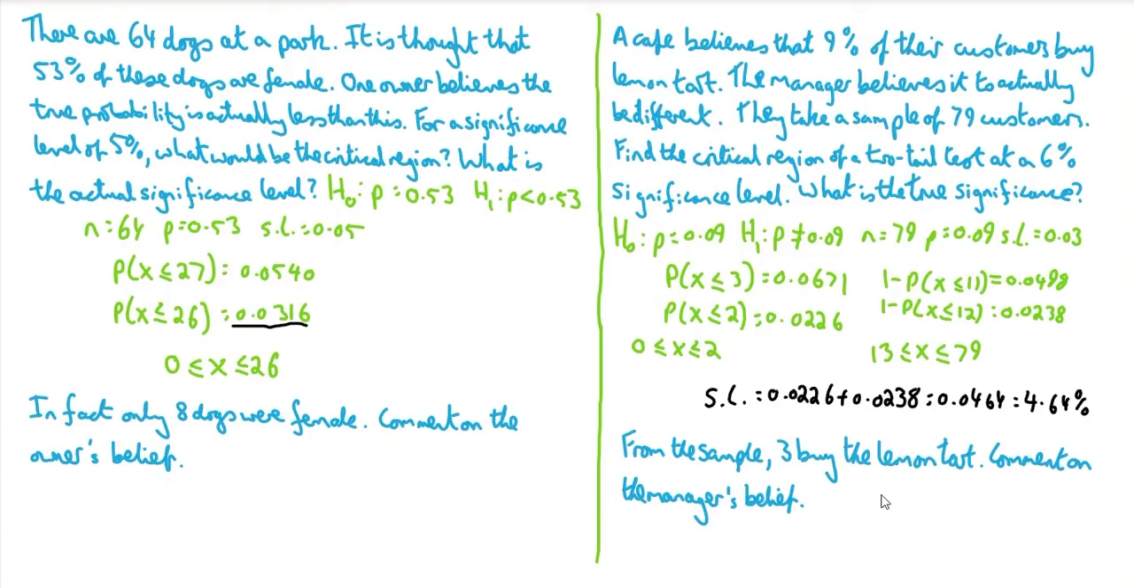Finally, from the sample, 3 actually buy the lemon tart. Comment on the manager's belief. Well, 3 was in that interval that I just mentioned before. It's in neither of the critical regions. Therefore, there is not enough evidence to support the manager's claim. Therefore, it's likely that the manager is wrong and we will stick with the 9% that we had before.